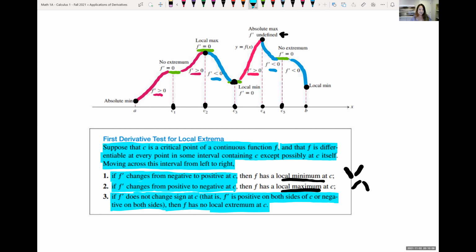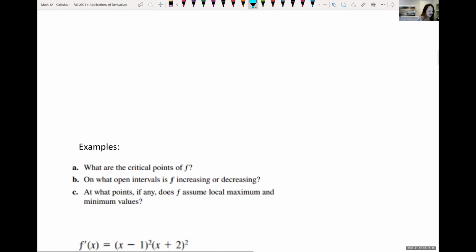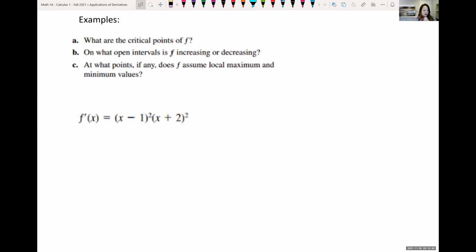Okay, so let's look at some examples. Some of these first examples are actually given what the derivative is, so we don't even have to go through that work and find the derivative. It's just getting used to using this first derivative test. In this example, we're looking for the critical points of f, on what intervals f is increasing or decreasing, and at what points, if any, f assumes local maximum and local minimum values.